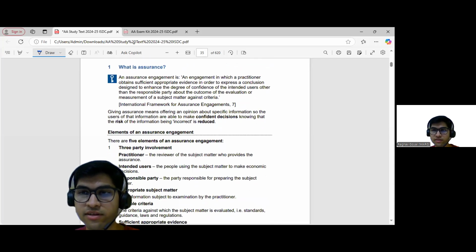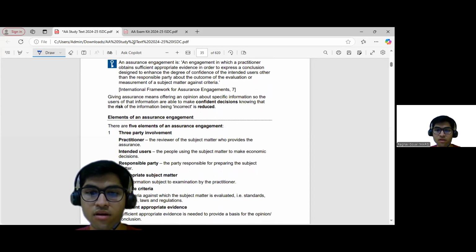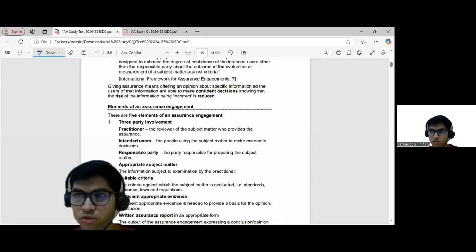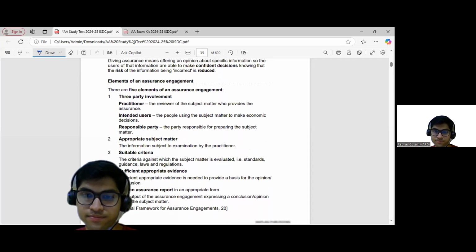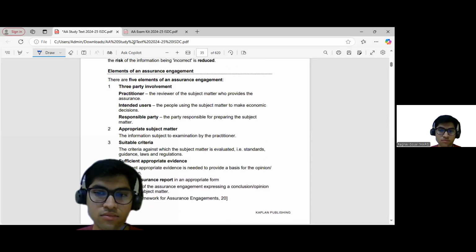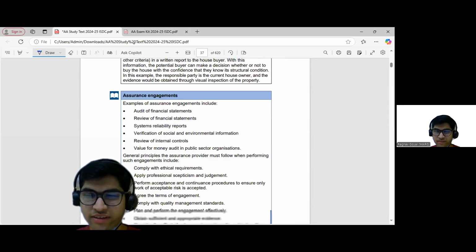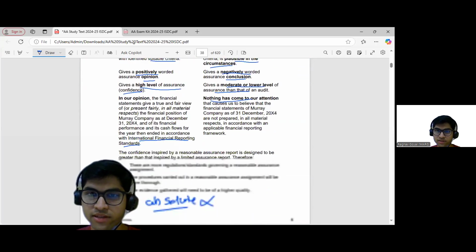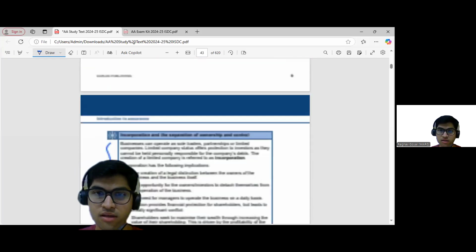After that, it is sufficient appropriate evidence. You need evidence to provide an opinion. You can't do it without that. And after that is the opinion itself. So these were your 5 elements. Don't worry, you won't have questions like these, but it's good to remember and know what all things are required.